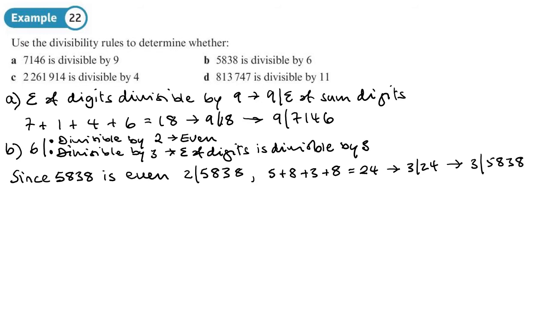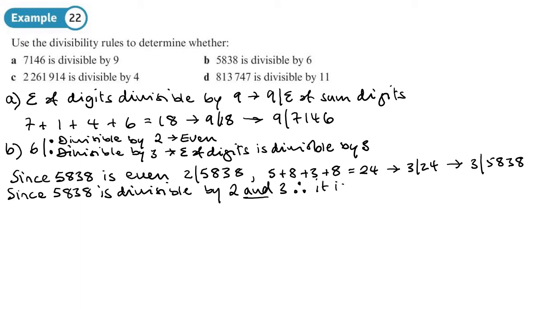Okay, so now we can say since 5838 is divisible by 2 and 3, therefore, we do the 3 dots for therefore, it is divisible by 6. So we can write 6 divides 5838.